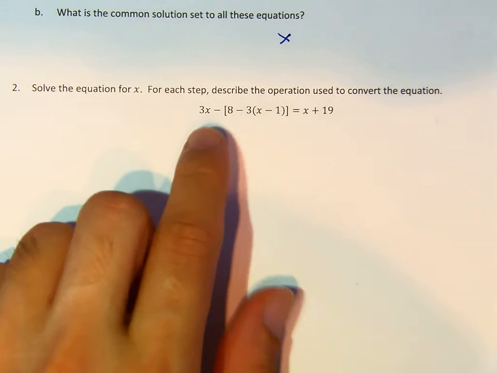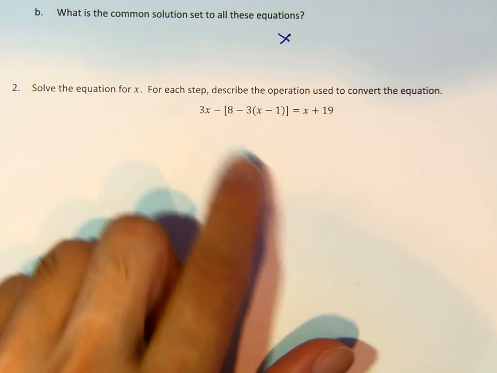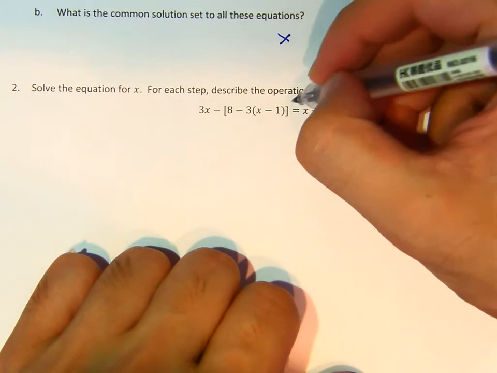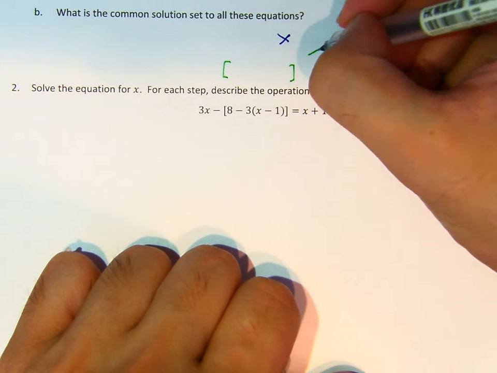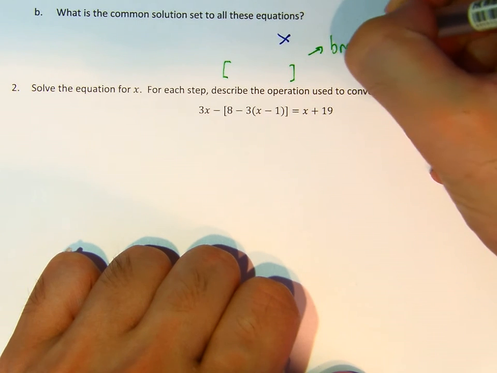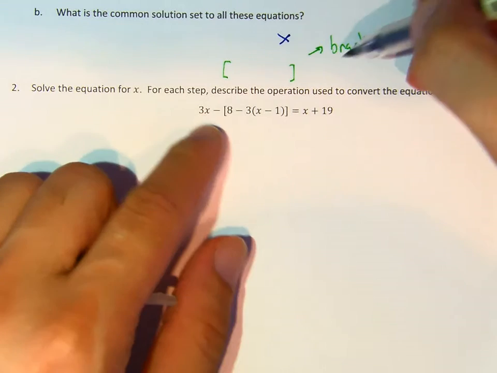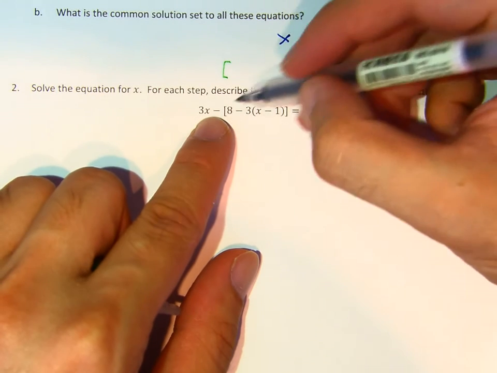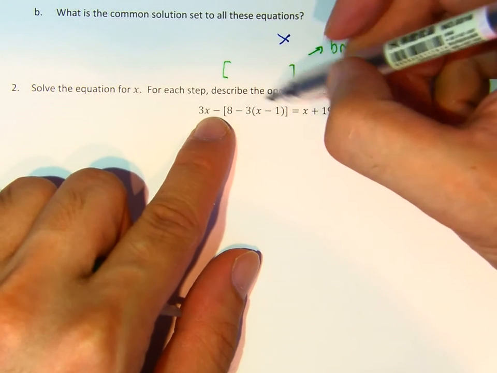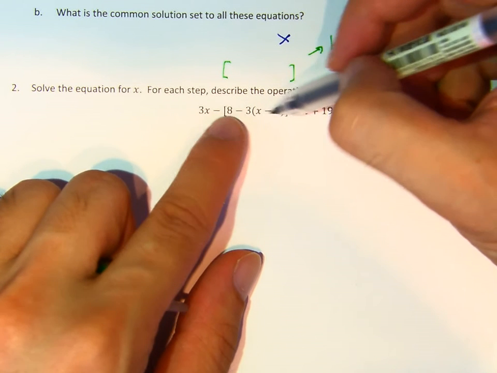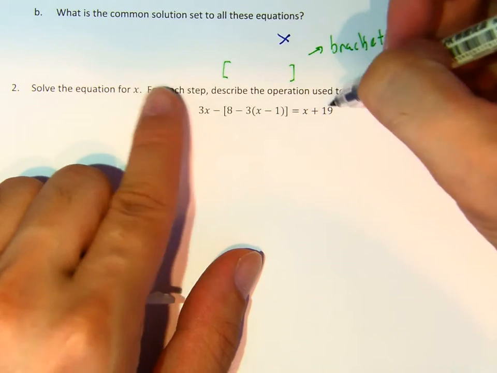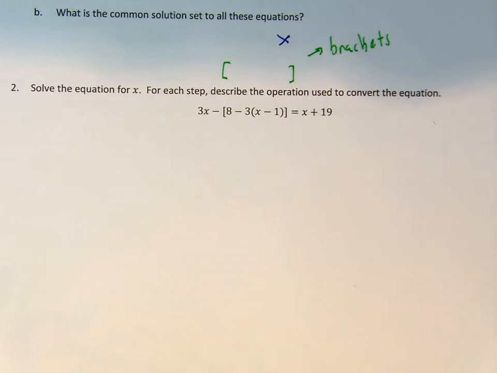Now here you have, what's the first move? Notice that this notation here, these are brackets, right? And generally, you want to do what's inside the brackets first. So notice how we have that 8 minus 3 times x minus 1. Let's focus on this, and then we'll focus on the rest of the problem. So what would be the first move?